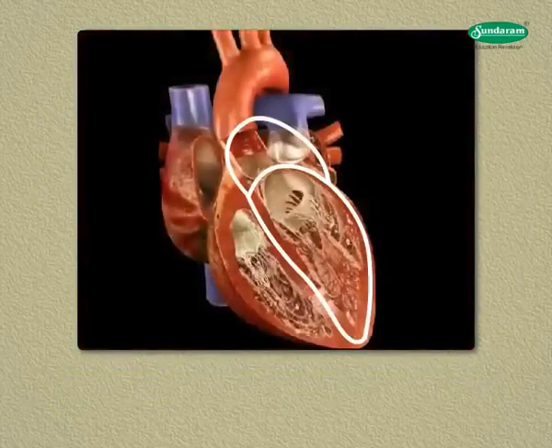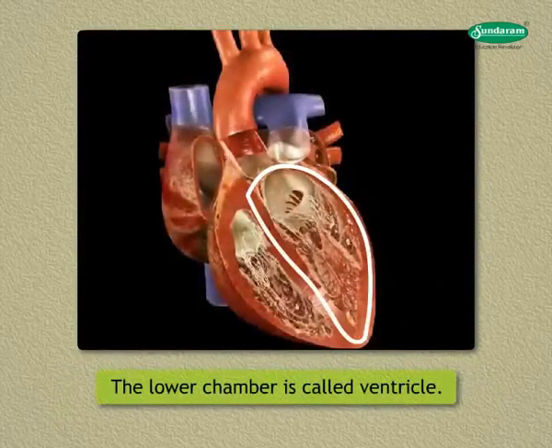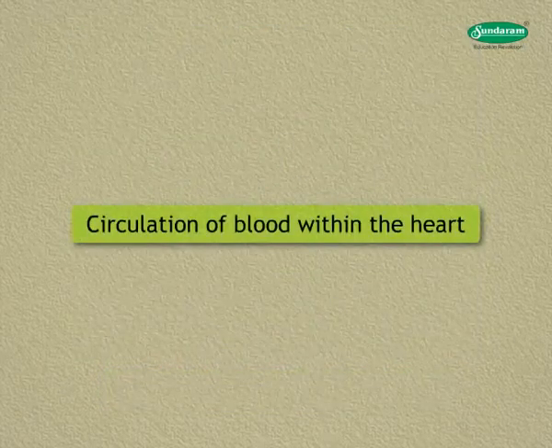Each half is further divided into two chambers. The upper one is called the atrium and the lower one is termed the ventricle. Therefore, the human heart has 4 chambers. Circulation of blood within the heart.